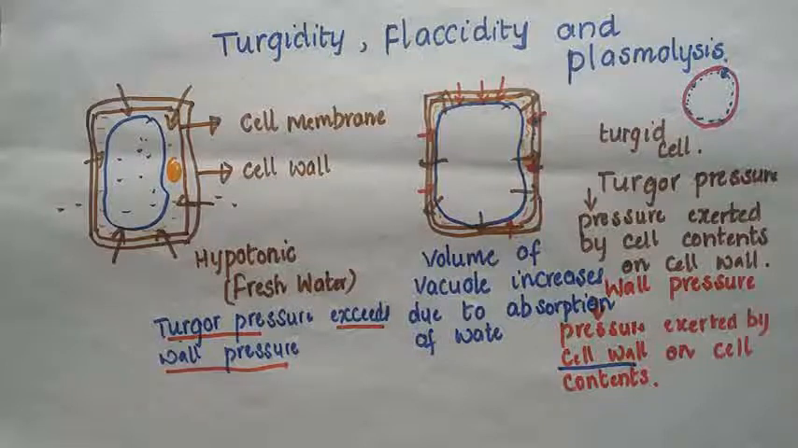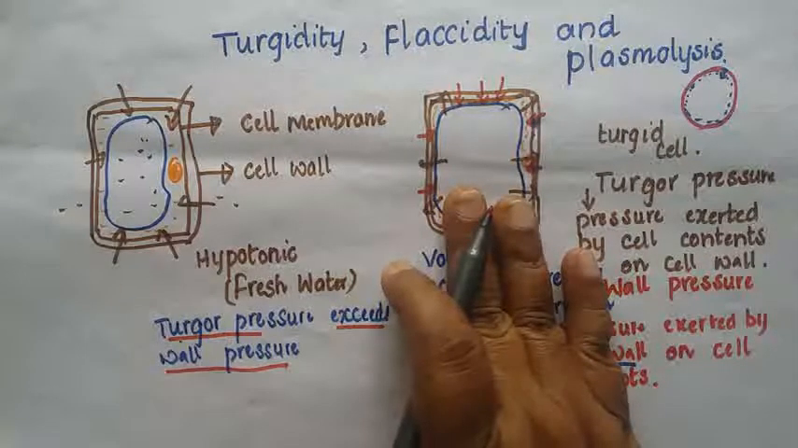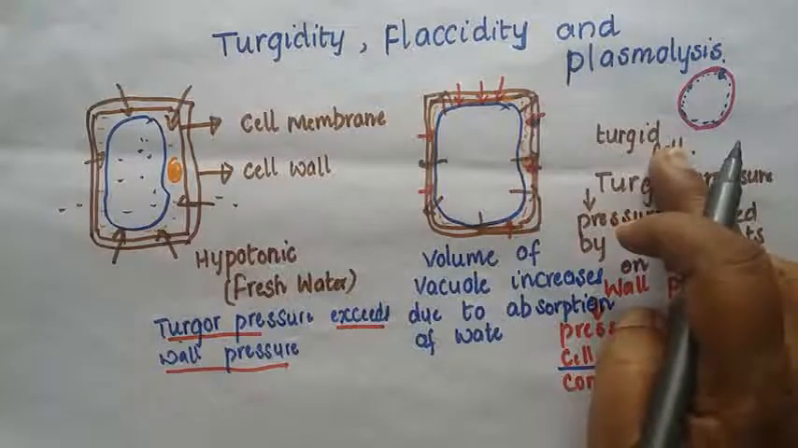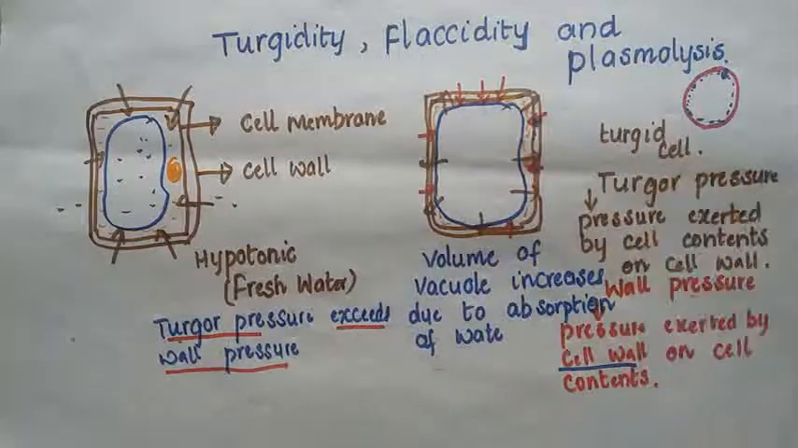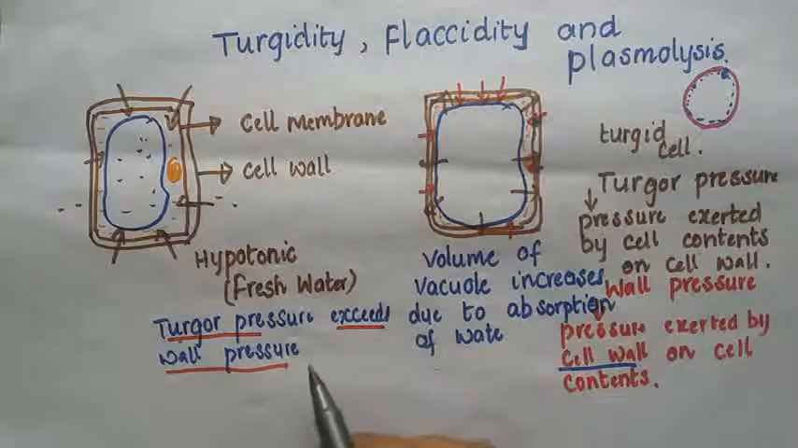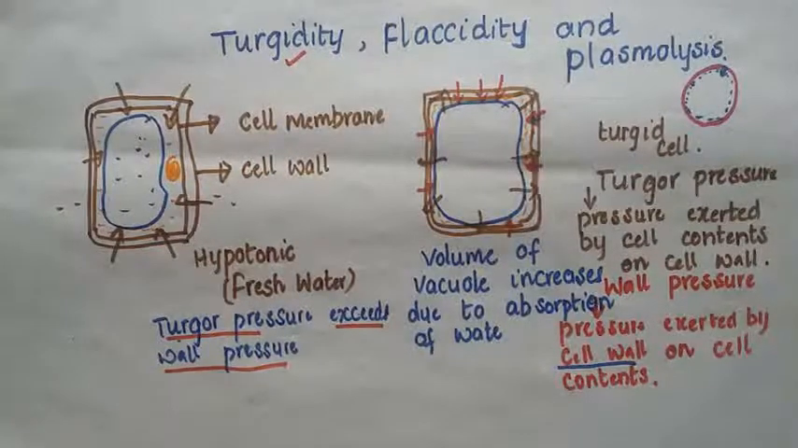This can be expected as a give-reason question: why do fruits and vegetables burst out? The reason is that the turgor pressure is more than the wall pressure. In that condition, the fruits and vegetables burst out. Right, children? This is the condition where the cell has turned into a turgid state, and the condition we call turgidity.